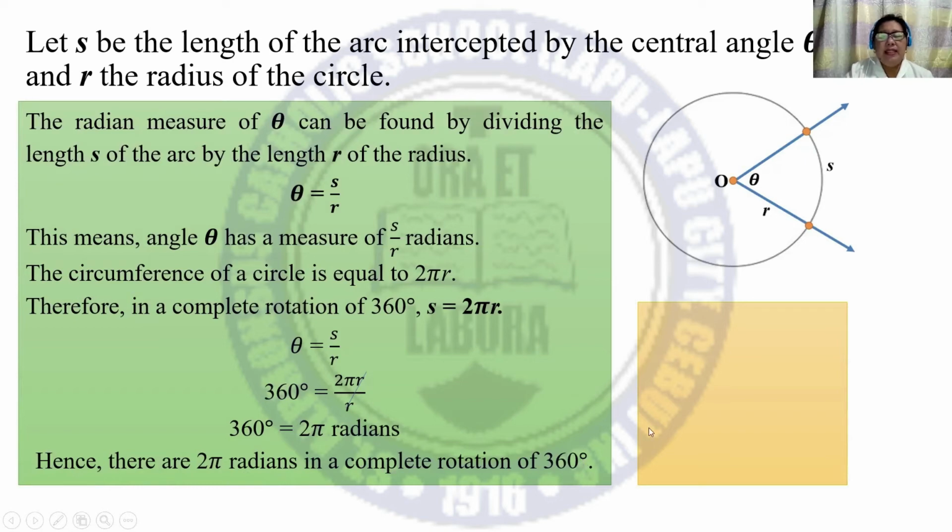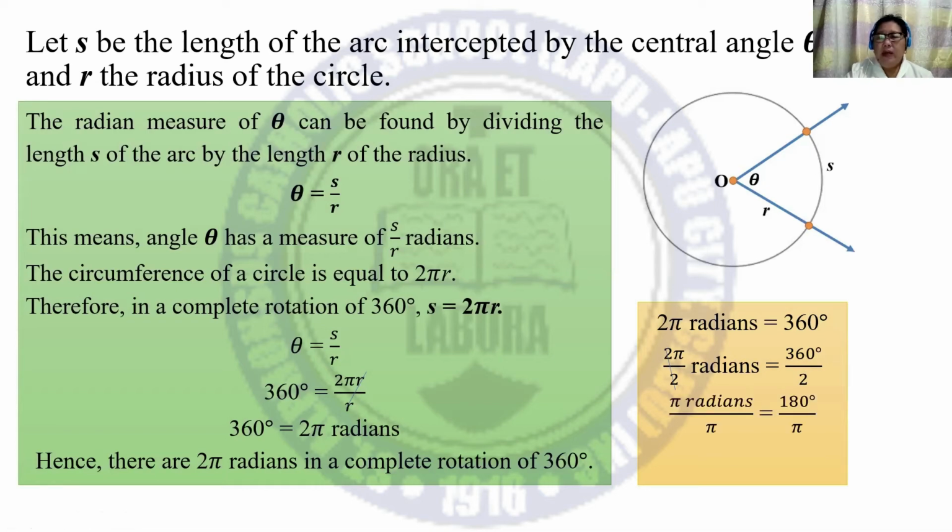Since 2 pi radians is equal to 360 degrees, we can divide both sides by 2. So cancel 2. What we have here is pi radians equals 180 degrees. And divide pi radians by pi and also 180 by pi. Cancel pi. So what we have is 1 radian is equal to 180 over pi degrees.